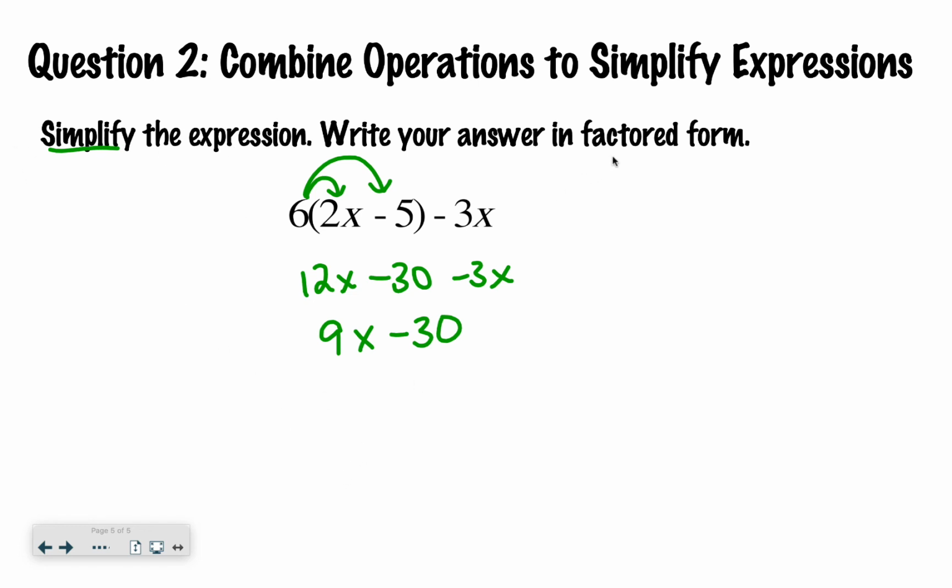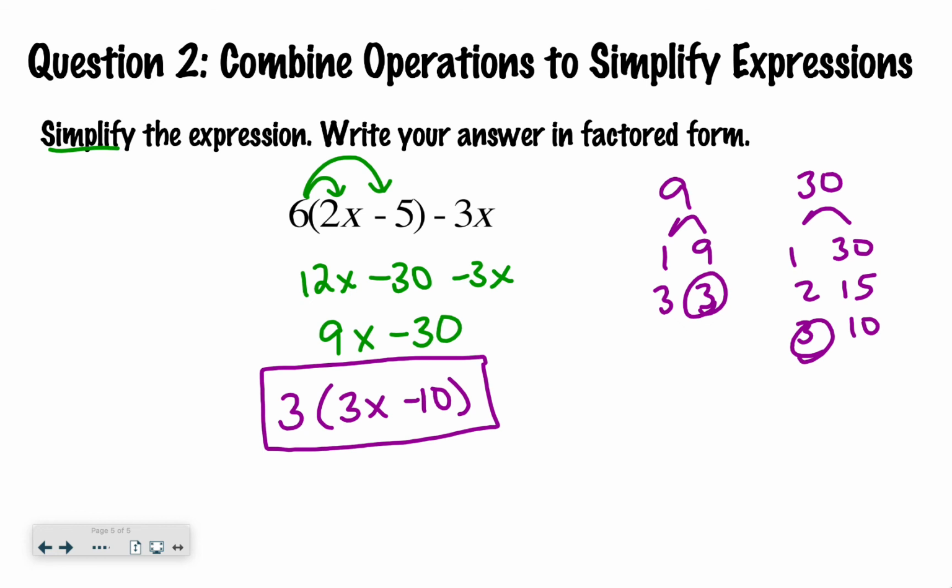Now I want you to factor this. So find what is the greatest common factor, put it outside of the parentheses, and then inside the parentheses, divide each of these numbers by the greatest common factor. Good luck.